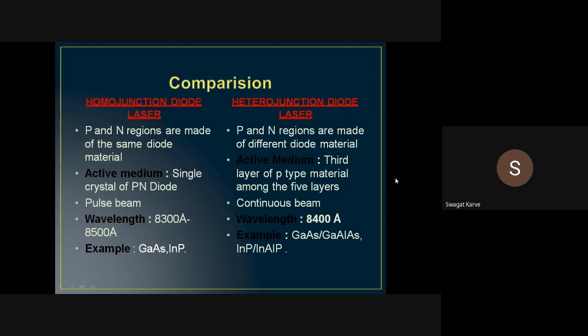Okay, so these are the comparison points between the homojunction diode laser and heterojunction diode laser. Semiconductor laser or diode laser is one and the same thing. So don't get confused between semiconductor laser and diode laser, thinking it is something different. No, it's about the diode laser. It is one and the same thing.